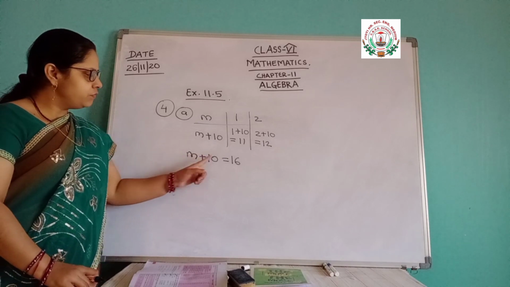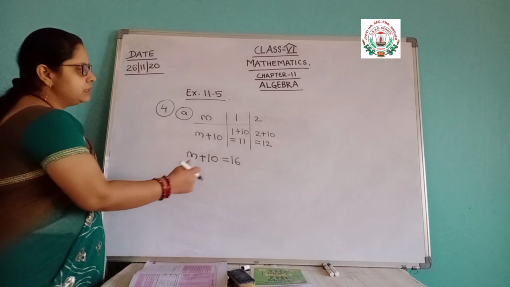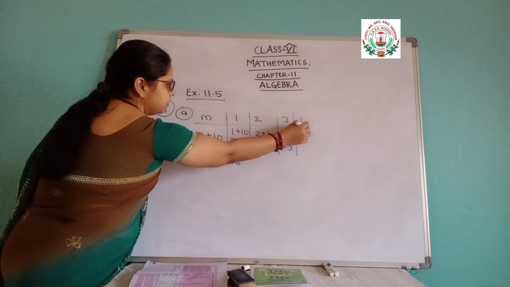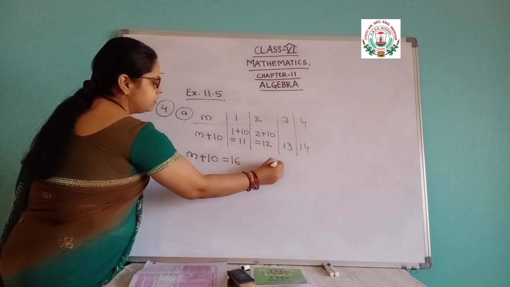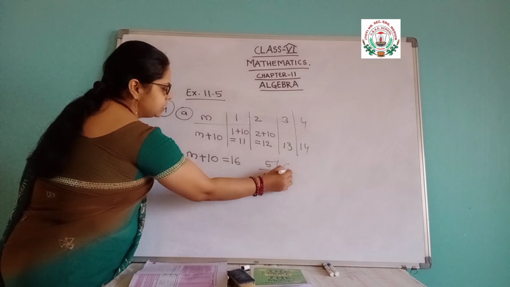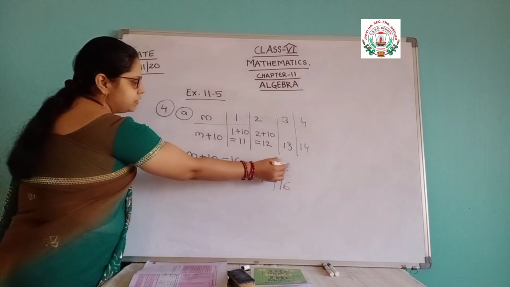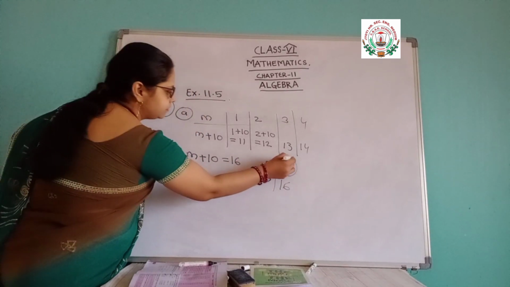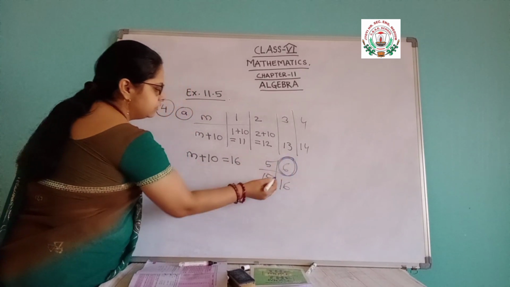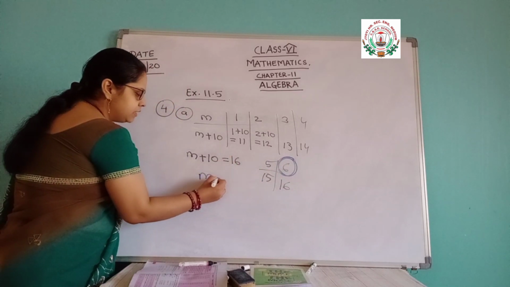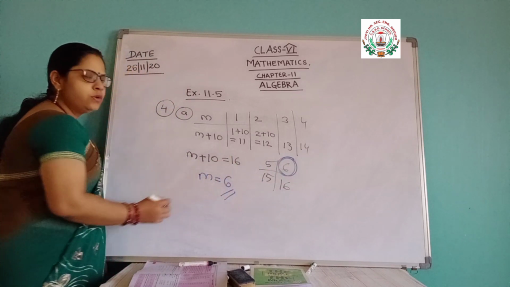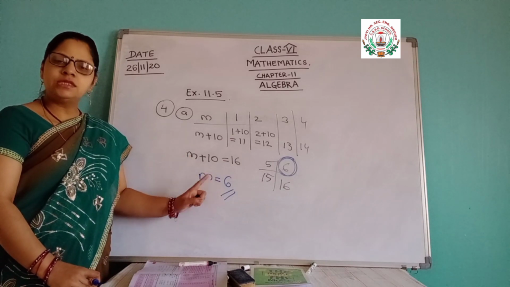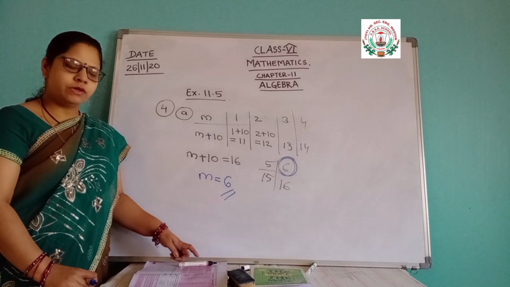Means where you will get this 16. For 3 you will get 13. For 4 you will get 14. For 5 you will get 15. For 6 you will get 16. So for the value 6 you are getting 16. So the value of M is 6. So you can say the solution of the equation is 6. This is one way of saying the solution of the equation is 6.